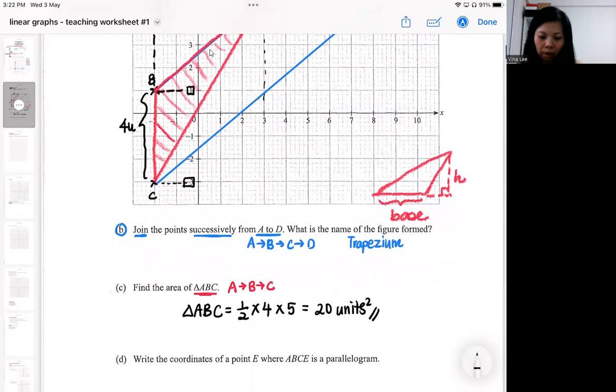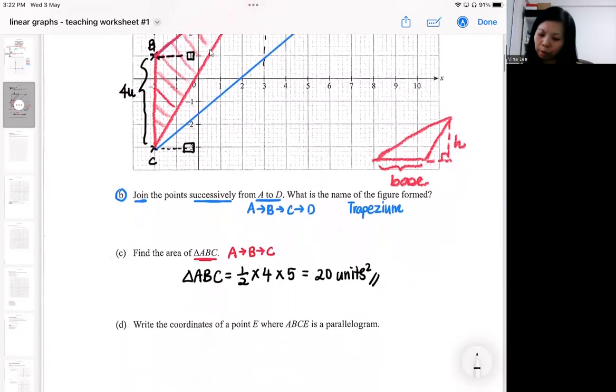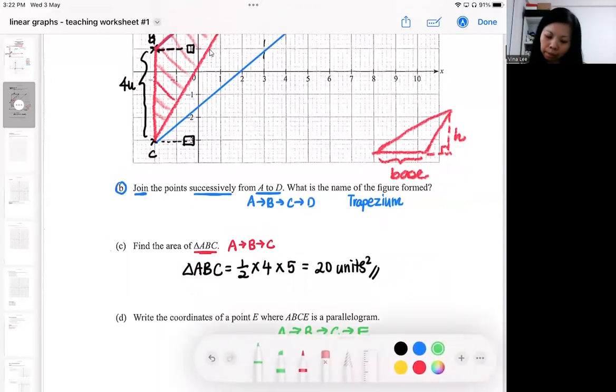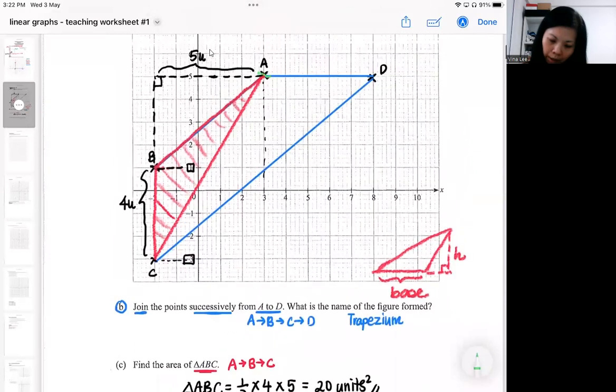Okay, so then the next one is a bit difficult. Write the coordinates of E where A, B, C, E is a parallelogram. So you must join them accordingly. A to B to C, then to E. So you join in the order that they give you. I'm trying to draw it very neatly. A, B, C, E. So I'm going to join A to B. Then I'm going to join B to C.